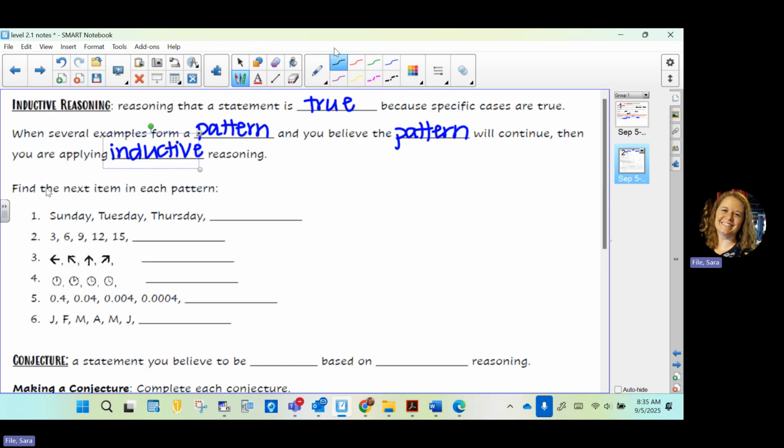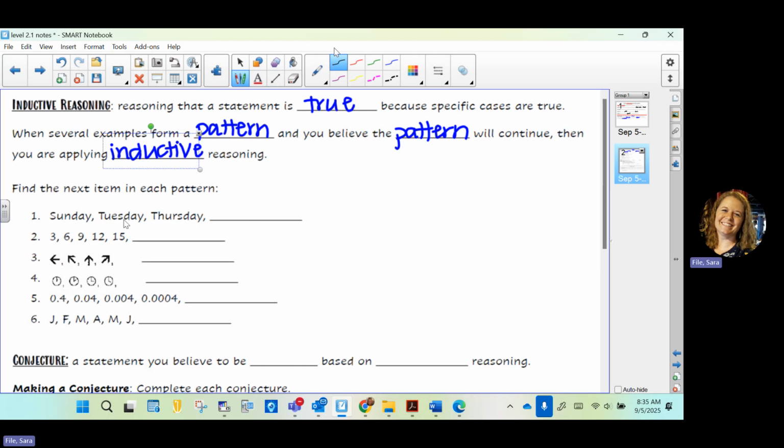All right, so in this first list, it's days of the week. It's Sunday, Tuesday, Thursday. What do you think is going to come next? Do you recognize a pattern? Saturday. Why Saturday?